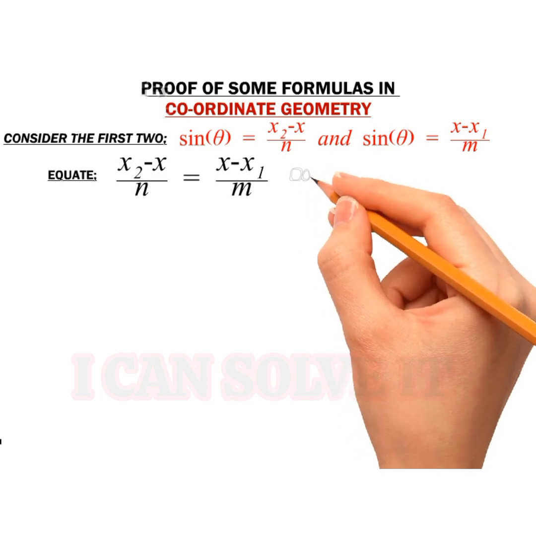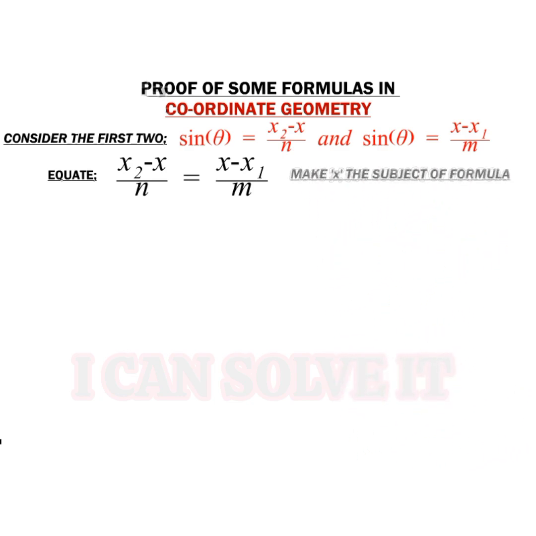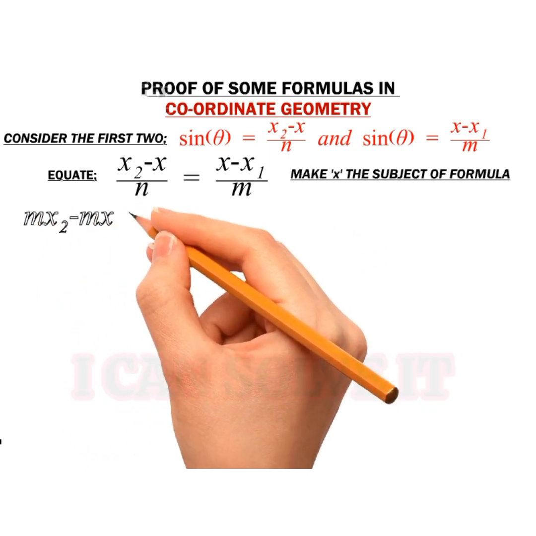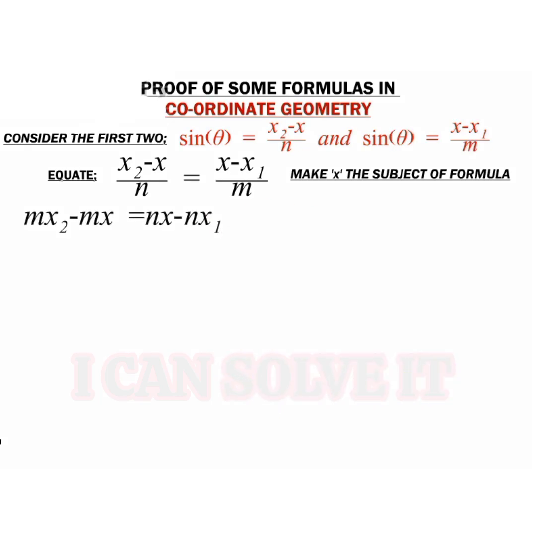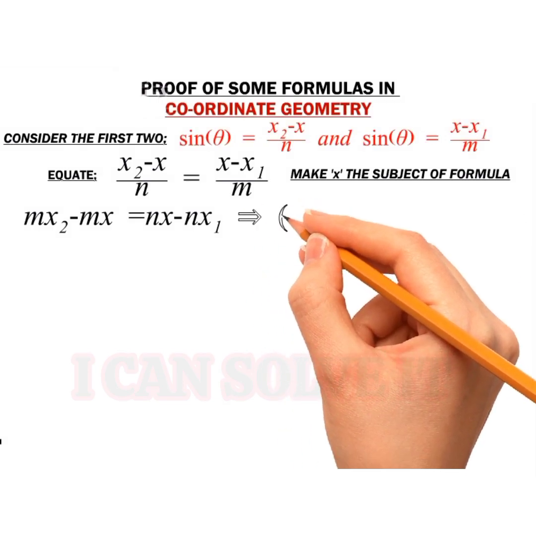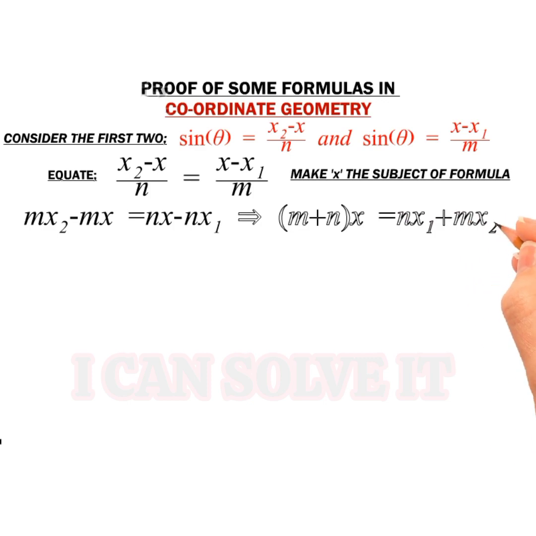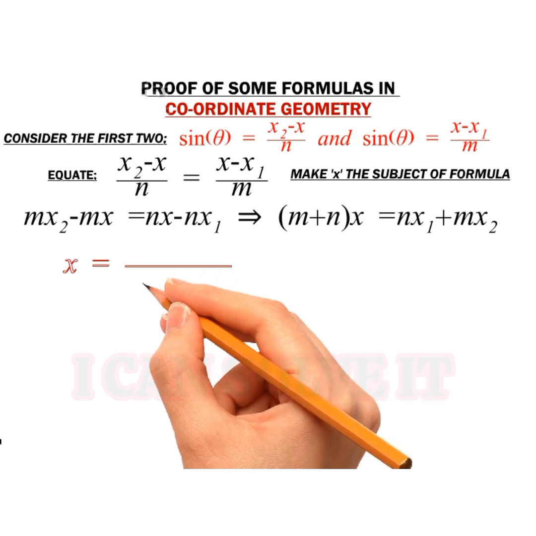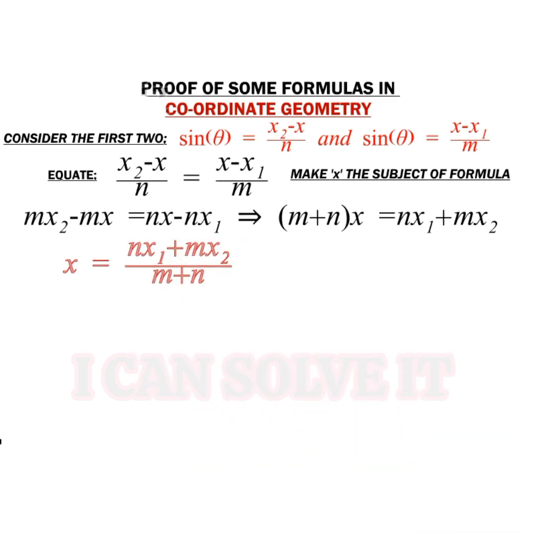Let's perform a simple algebraic process to make x the subject of formula. Start by cross-multiplying. We have mx2 minus mx equals nx minus nx1, and when we bring nx and mx together, also nx1 and mx2 together and factorize, we arrive at m plus n times x equals nx1 plus mx2. Divide both sides by m plus n. So x equals nx1 plus mx2 over m plus n. This is for the x-axis.